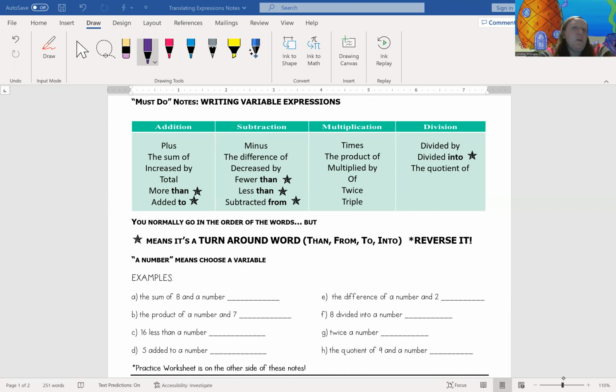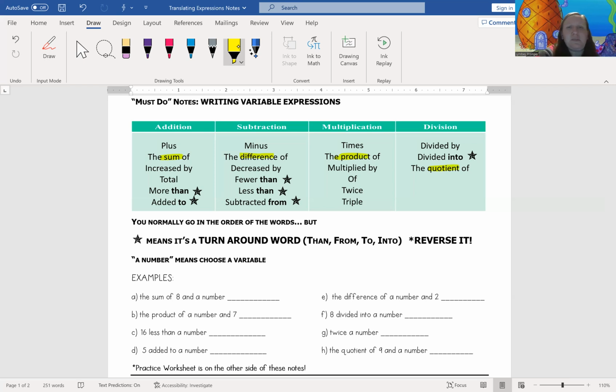I would say most of them are pretty self-explanatory. The ones that you do have to be careful of are sum, difference, product, and quotient. They tend to be the trickiest ones for people because you have to remember which operation goes with which. So sum is for addition, difference is subtraction, product is multiplication, and quotient is division.